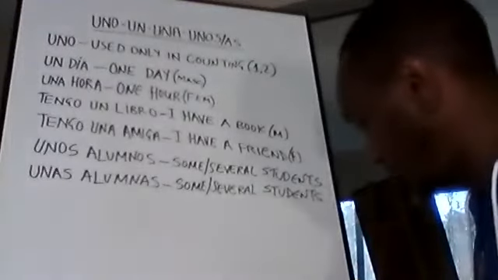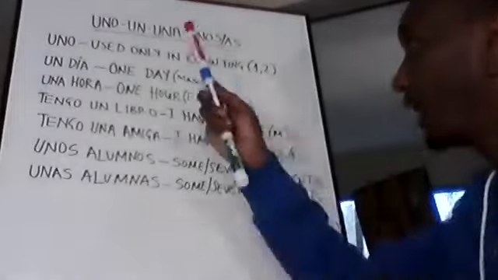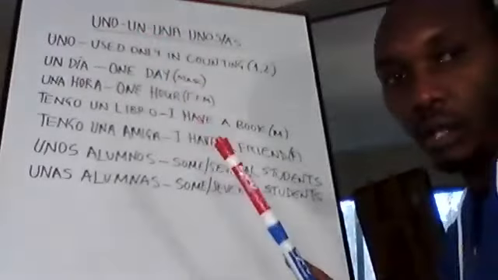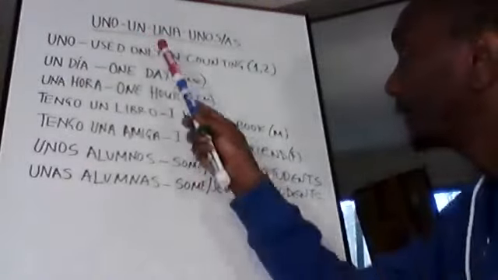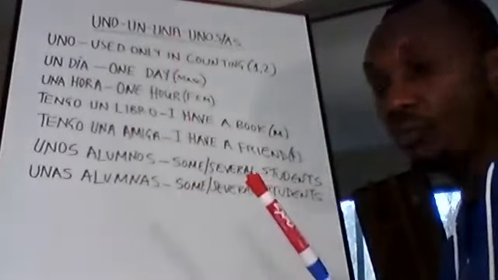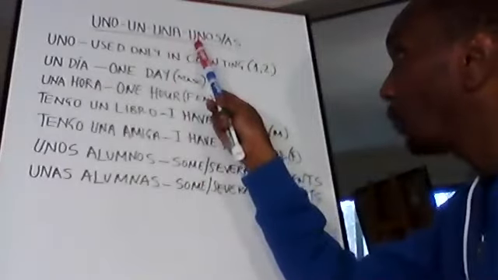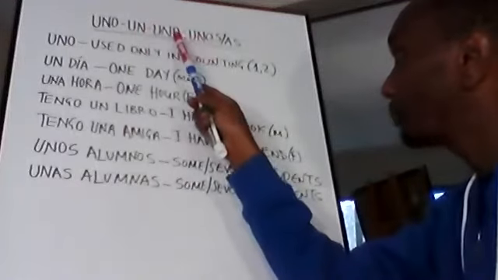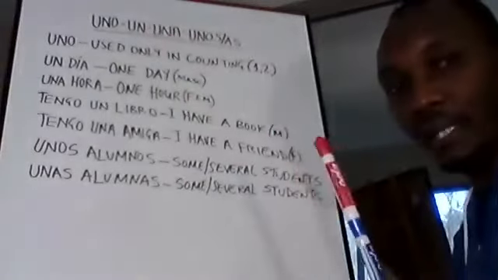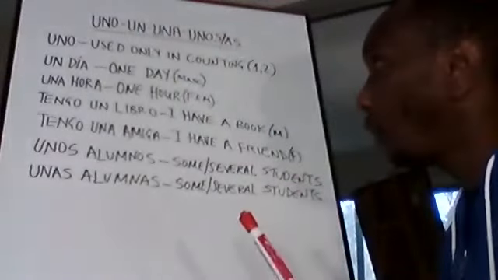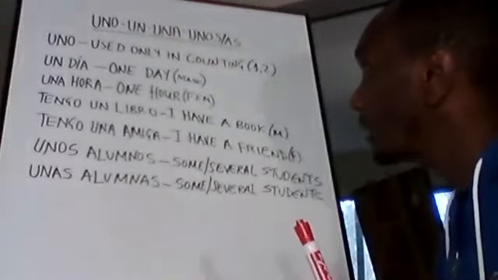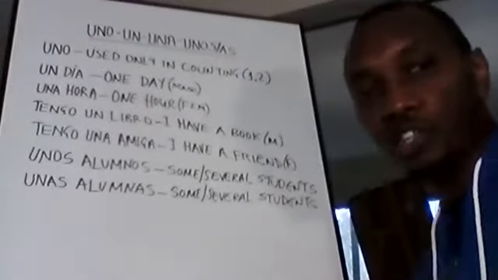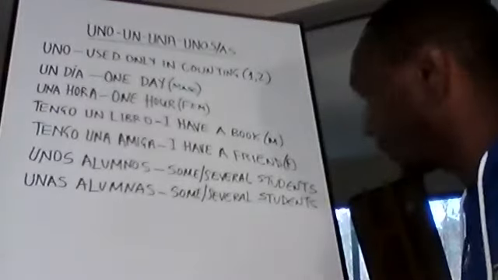So let me now show you on the board. On top of the board, I have uno, U-N-O. Then I have UN, which in Spanish we say un. Then I have UNA, which we say una. Then I have the plural of uno, which is unos, and the plural of una, which is unas. So let's see the different applications of uno, una, unos, and unas. Again, I know some people have used these interchangeably, and they should not. First of all, let me illustrate.